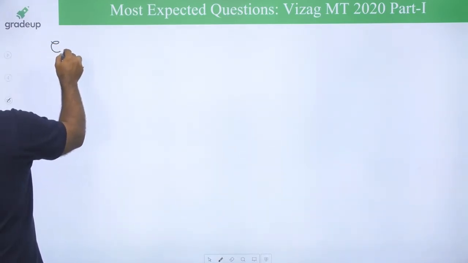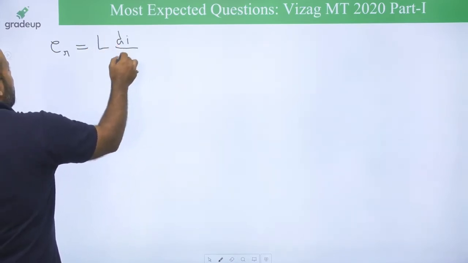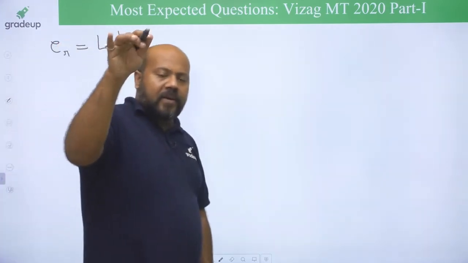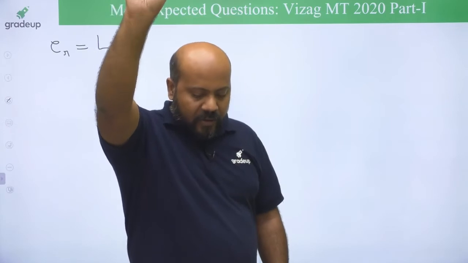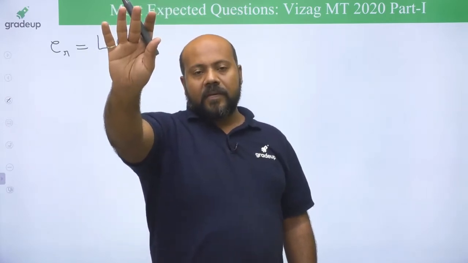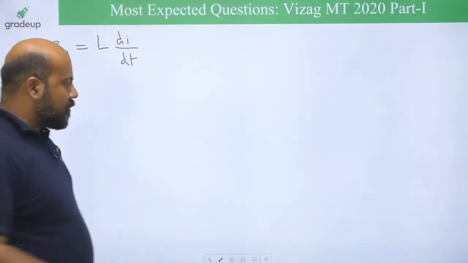Reactance voltage, we are saying L di by dt. What is L di by dt? Can you tell me what is L di by dt? Do you want to see L di by dt? How many candidates want to see L di by dt? If you want to really see what is L di by dt, I will show you.